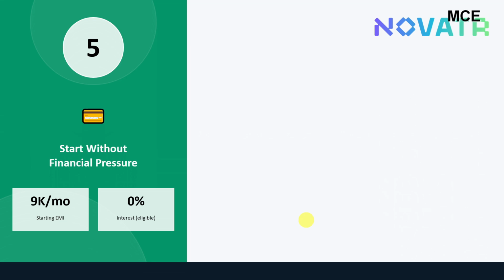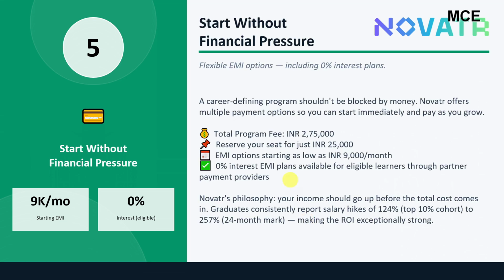And you can always join Novatr without financial pressure. Total program fee is 2,75,000, but you can reserve your seat for just 25,000, and you can pay in EMI options starting as low as 9,000 per month with zero interest on EMI plans.